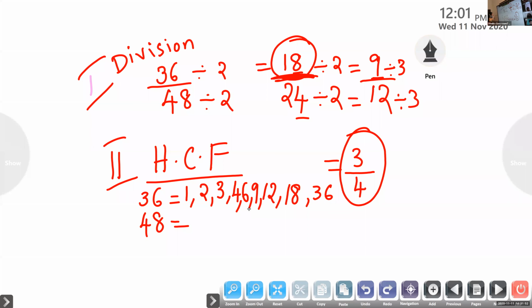Okay. Now 48. Brightlin, can you please tell me what are the factors of 48? Ma'am, 1 into 48. That is the first step. Okay. 2 times which number? 2 into 24. Yes, 2 into 24.